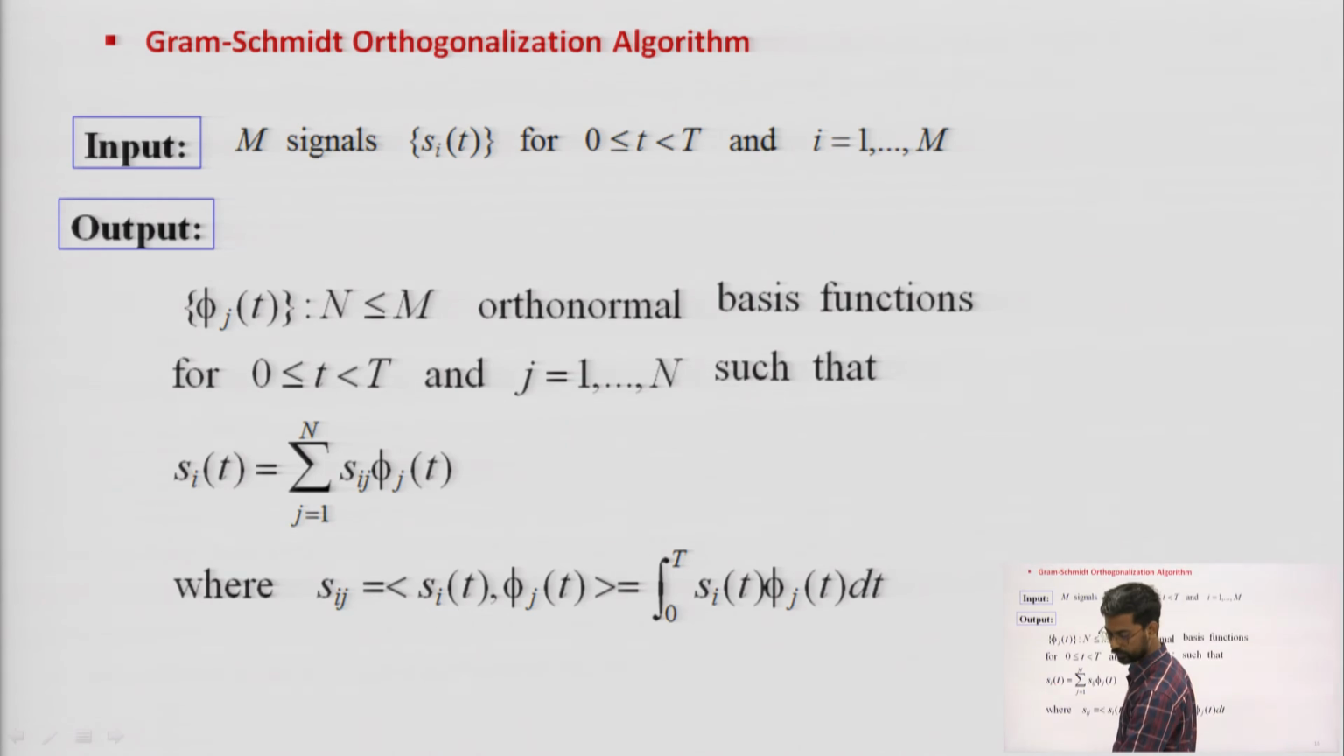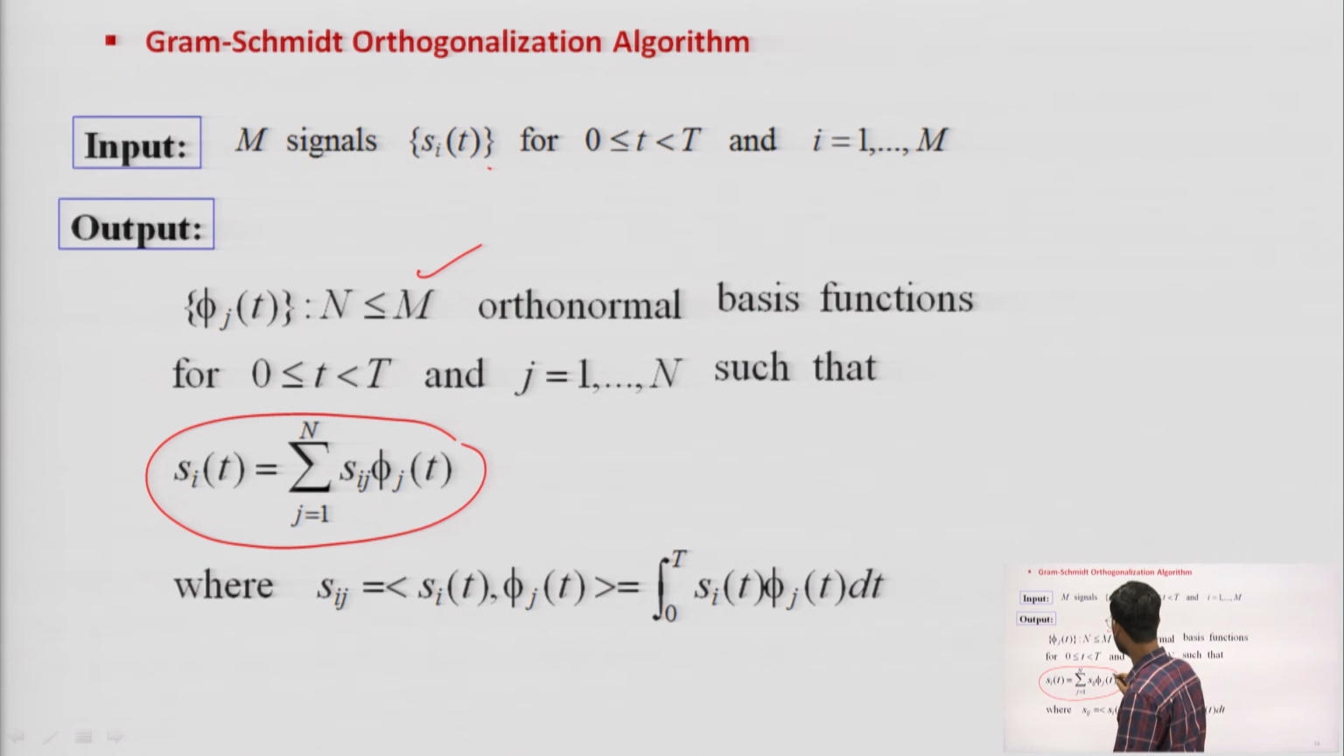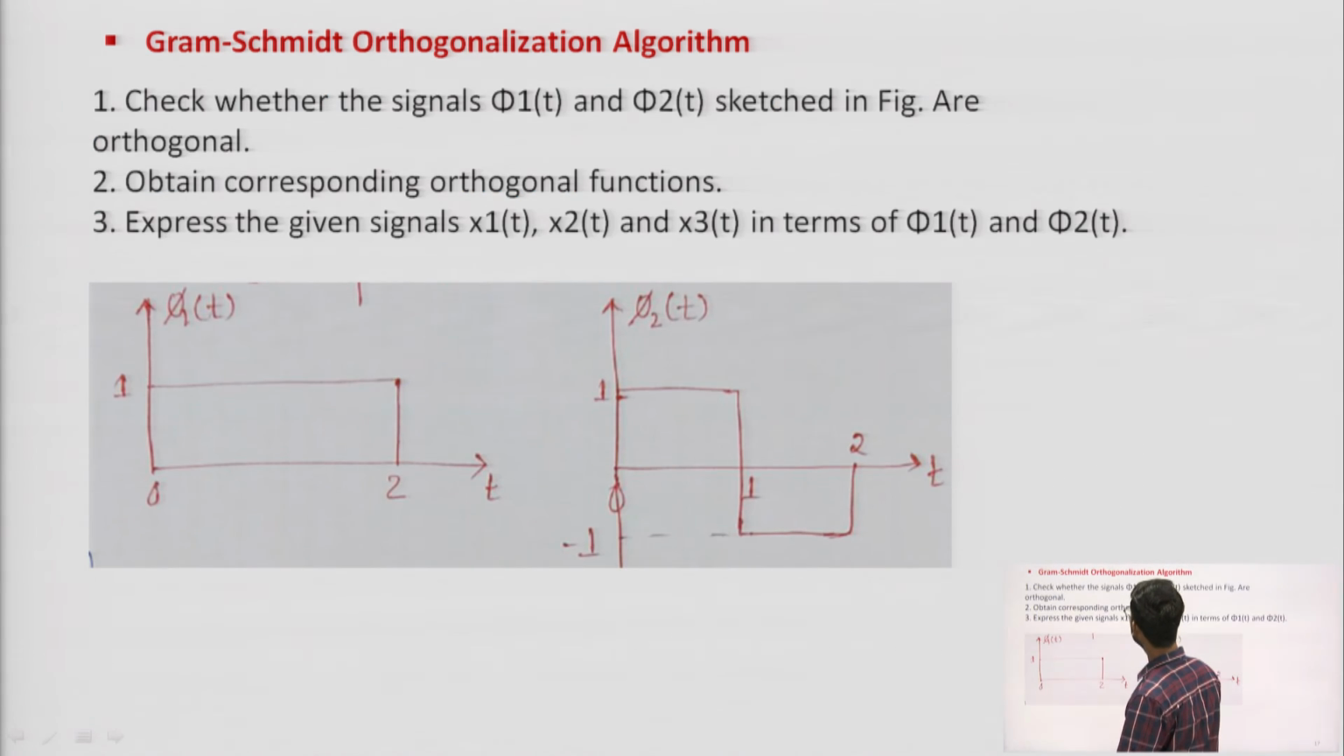Okay, so this is the M signals. The input is nothing but si(t) for 0 to T and i equal to 1 to M. This is the summation of phi j(t), with j less than or equal to N orthonormal basis functions. So I can get si(t) equal to this much. I have already told you this is the algorithm. Okay, so this is one example.